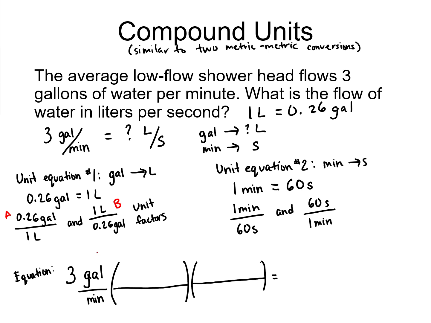To go from gallons to liters, which unit factor are we going to use, A or B? Remember, we have to cancel it out. So if gallons are already on the top, we need gallons in the bottom. The only one that's got gallons in the bottom is B.